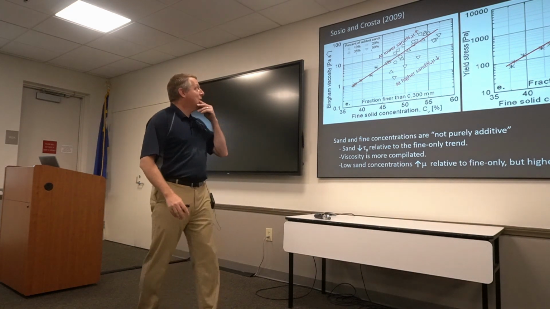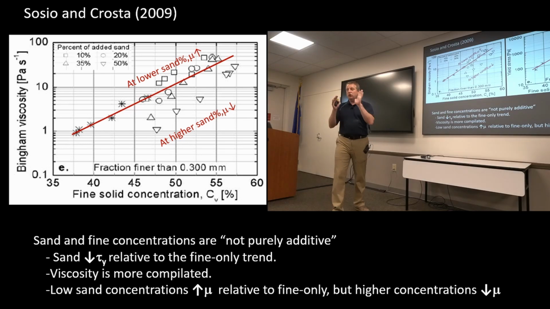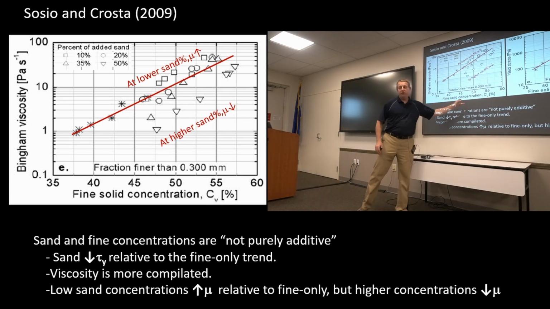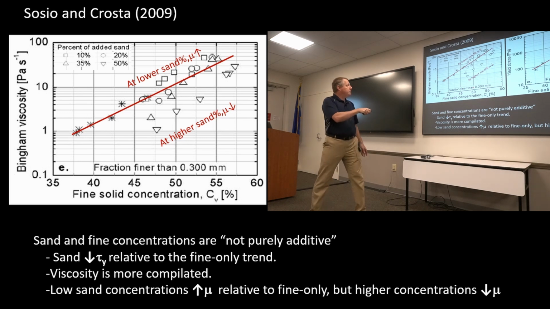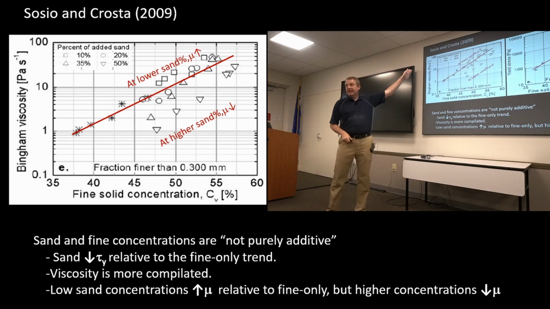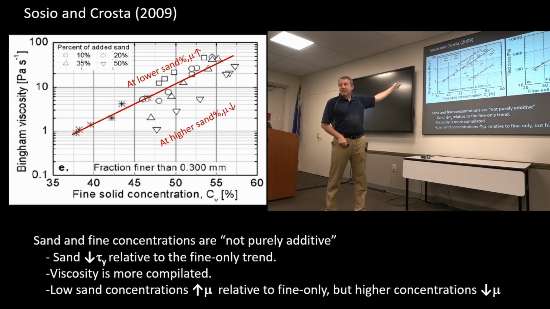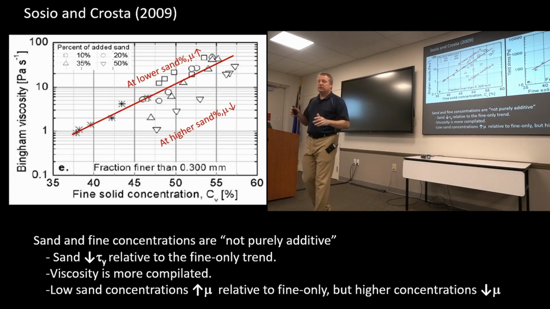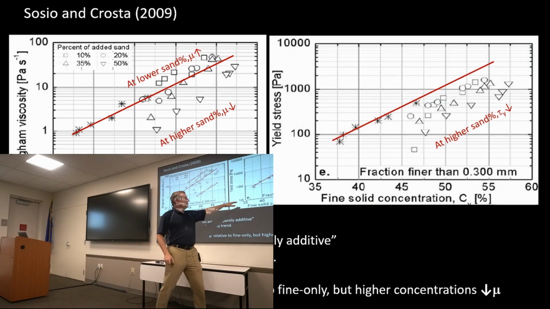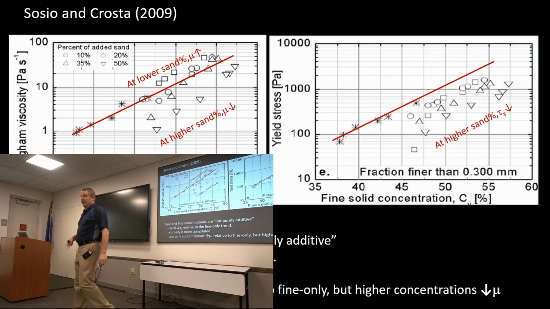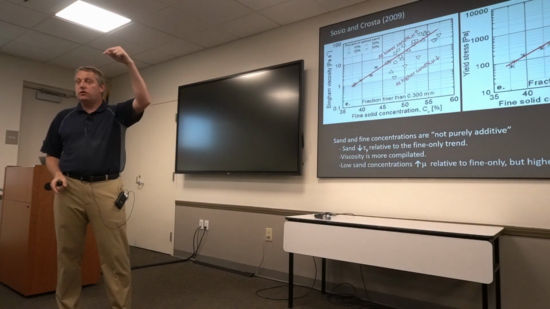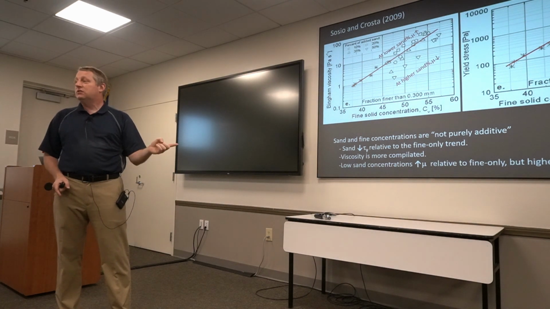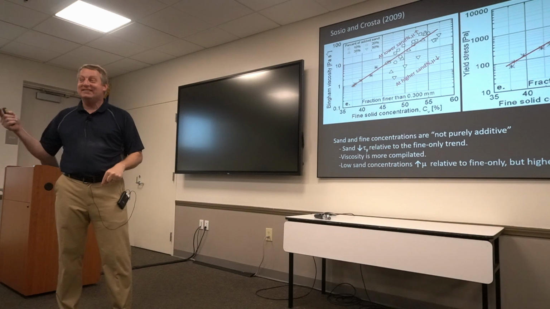Here's the first one. The first one comes from Socio and Cross. What they did is they took a material, they did different volumetric concentrations, but the volumetric concentration had different percent sands. So it was clay, and at 50% concentration, it's 40% clay and 10% sand, or 30% clay and 20% sand. And so that's the way this works. And so what they found is that, let's start at yield stress because it's easier. The coarser the sand, or the more sand and less clay for the same volumetric concentration, the lower the yield stress was. The yield strength dropped as you added sand.